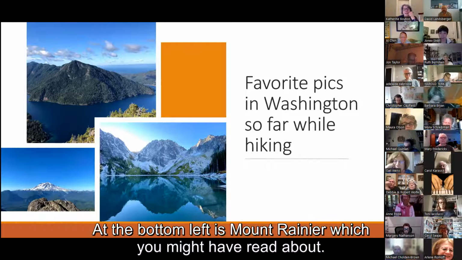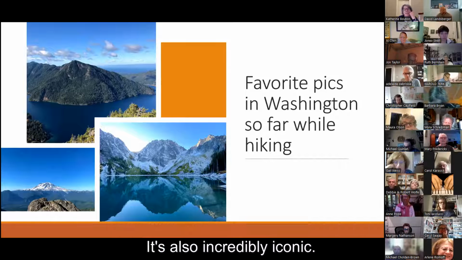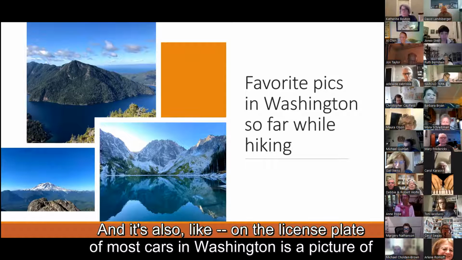On the bottom left is Mount Rainier, which might ring a bell to most of you. It's our biggest mountain in the state of Washington. It's also incredibly iconic. So many people love mountaineering to the top of that thing every year. And it's also on the license plate of most cars in Washington.